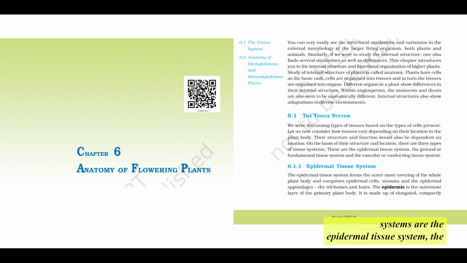These three fundamental systems are the epidermal tissue system, the ground or fundamental tissue system, and the vascular or conducting tissue system. Okay, let's begin our in-depth exploration with the first system, the epidermal tissue system. This system essentially acts as the plant's outermost protective shield. Think of it as its first line of defense against the external world. It's like the plant's skin, really, safeguarding it from various environmental stresses, pathogens, and maybe most importantly, excessive water loss.